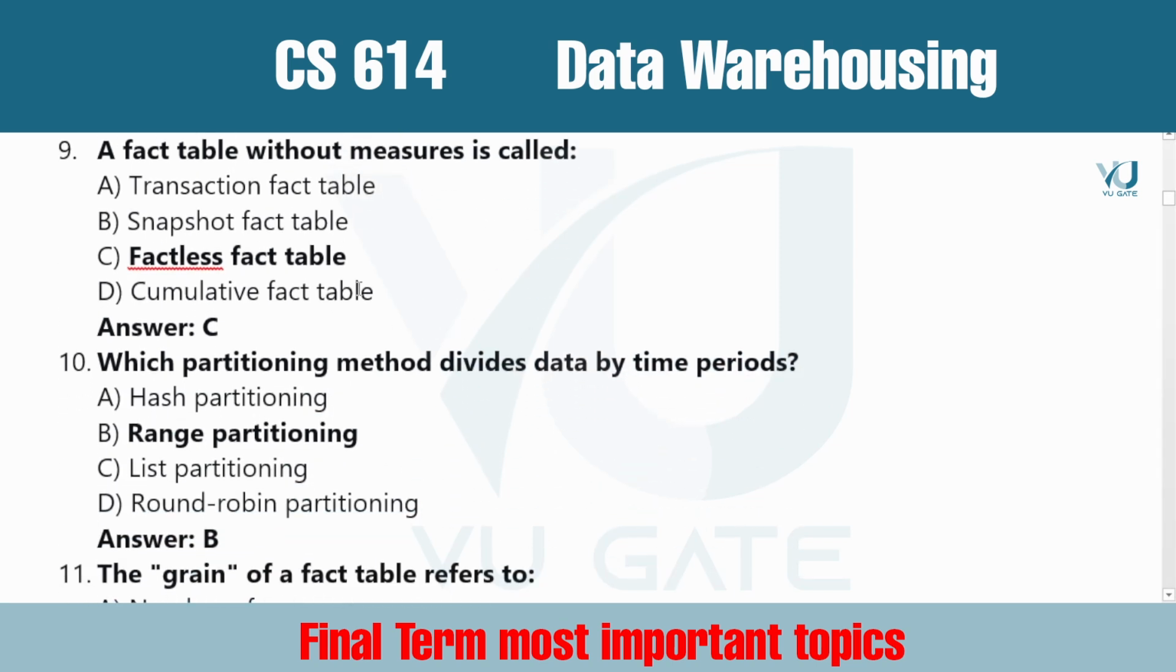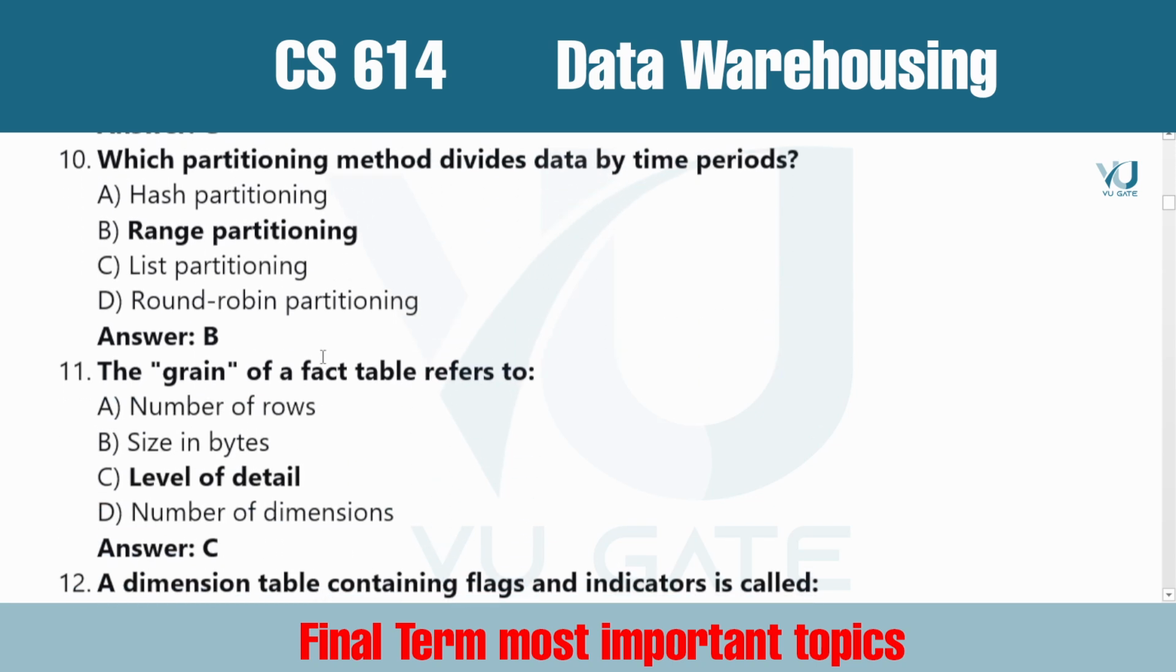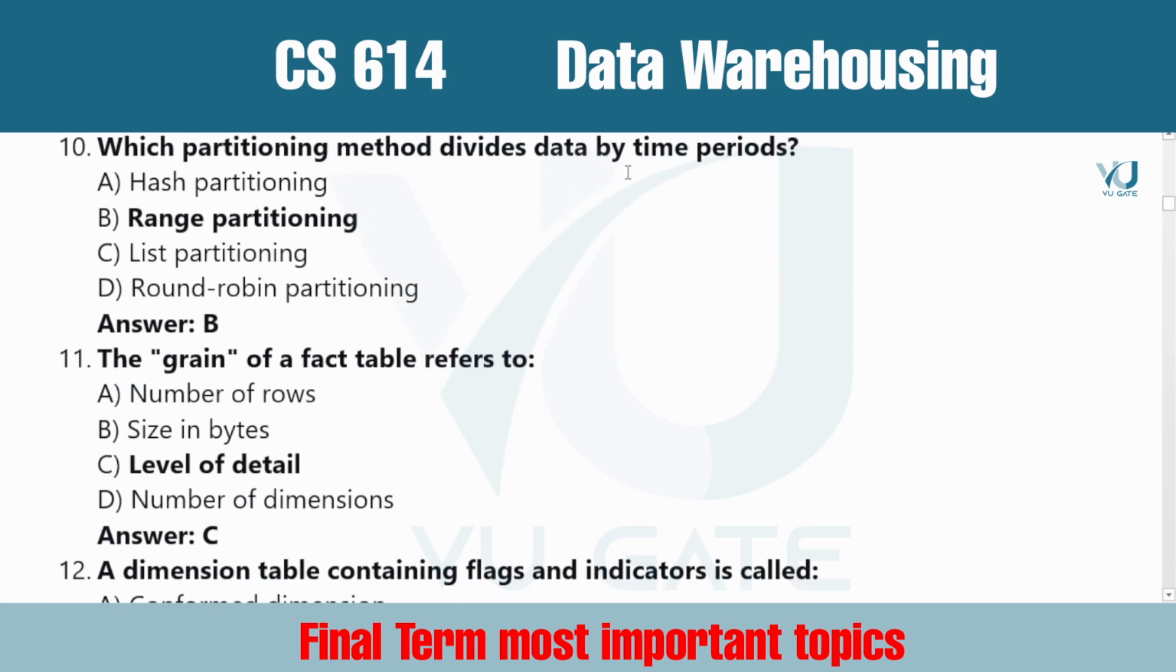Question 9. A fact table without measures is called. The correct answer is option C, factless fact table. Question 10. Which partitioning method divides data by time periods? The correct answer is option B, range partitioning.